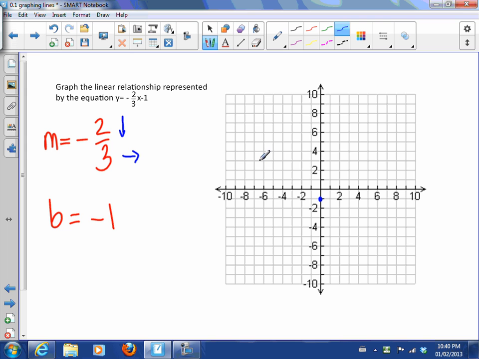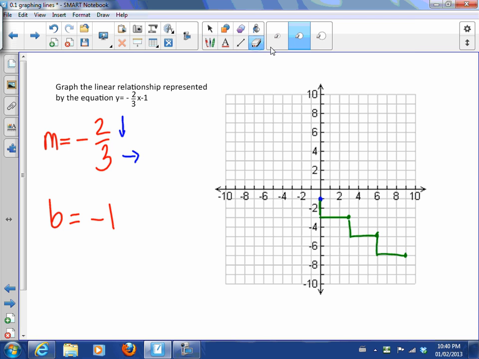So it's always over to the right, because consider looking at a graph as reading a book. You always go from left to right. So what this means is we're going to go down 2 over 3 to that point right there, down 2 over 3 to that point.